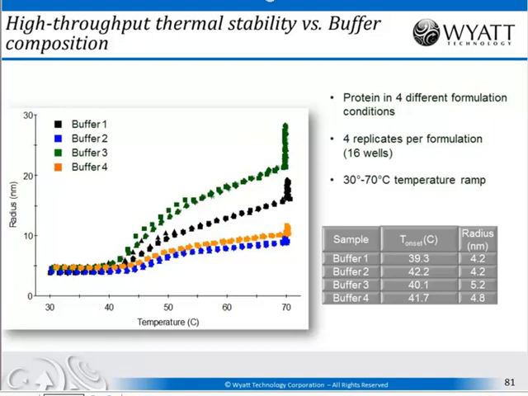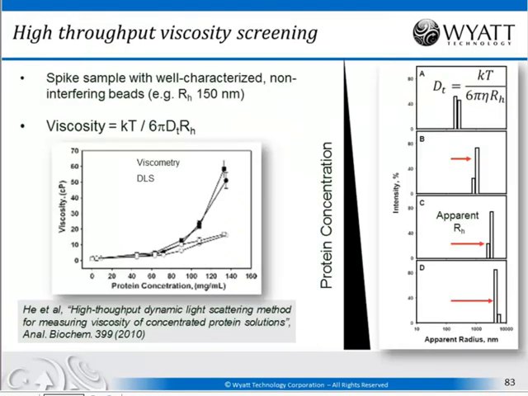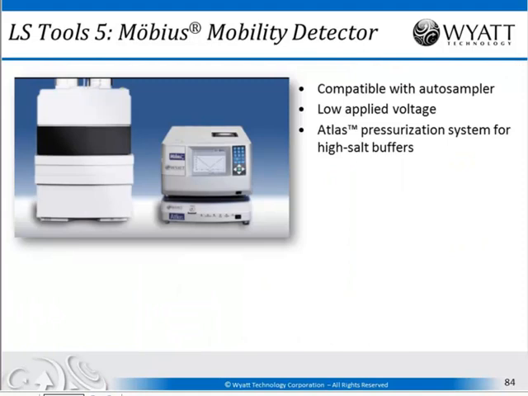Come back and have all this information ready to go. And I will skip the viscosity part. But it is possible to do a coarse viscosity measurement with dynamic light scattering, particularly useful if you're looking at high concentration monoclonal antibody solutions.